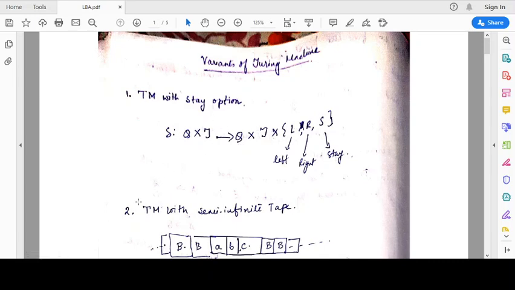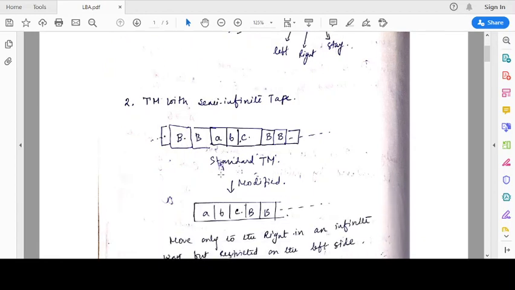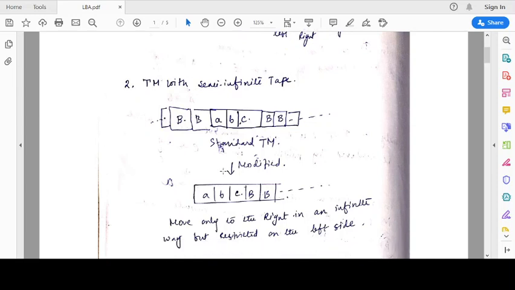So we have already seen a Turing machine with stay option. Next, a Turing machine with a semi-infinite tape. See, students, we have already seen in our previous lectures that Turing machine consists of a tape, and the tape is actually an infinite tape in both the directions, that is in left direction as well as right direction. It is an infinite tape. Okay. So in this particular classification of Turing machine, we are actually restricting the left hand side of the tape. That is, the left hand side of the tape, as you can see here, is not infinite anymore.